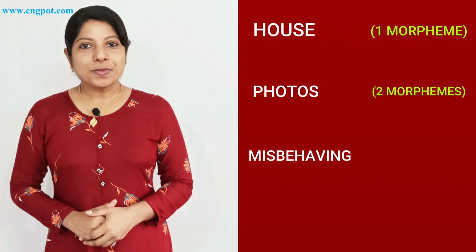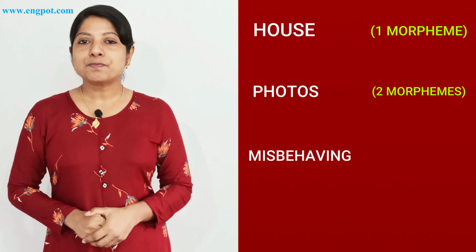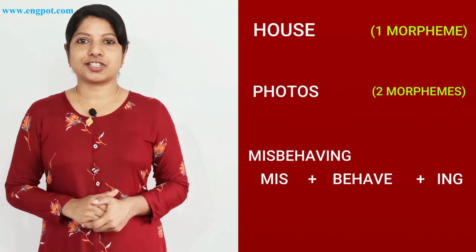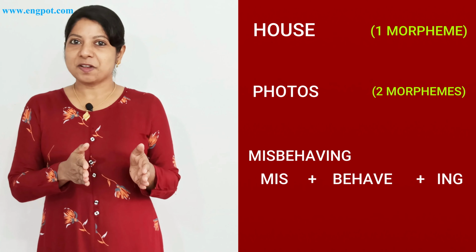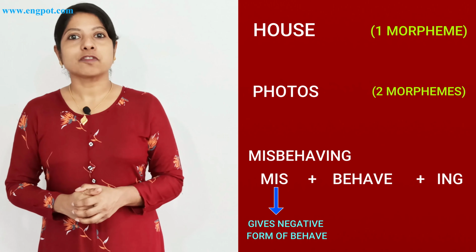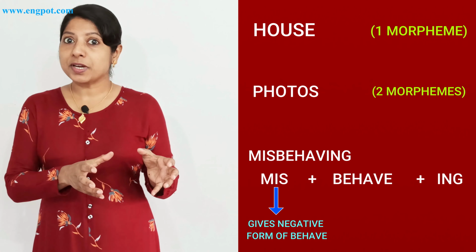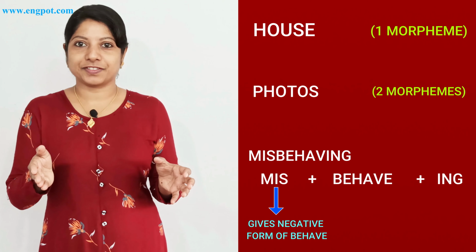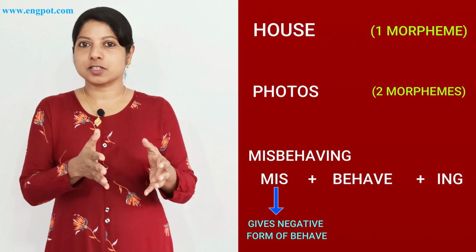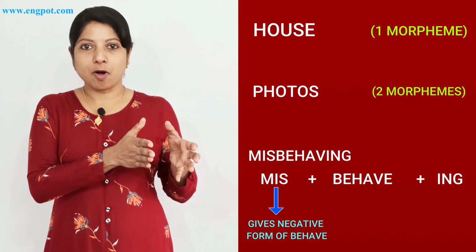Misbehaving. Now misbehaving can be broken down into mis, behave and ing. Mis is meaningless, but when attached to behave gives a negative form of behave, isn't it? Now misbehave is the antonym of behave. It is the opposite of behave. So here it performs a function. So mis is also a morpheme.